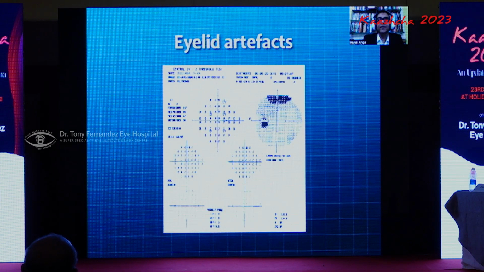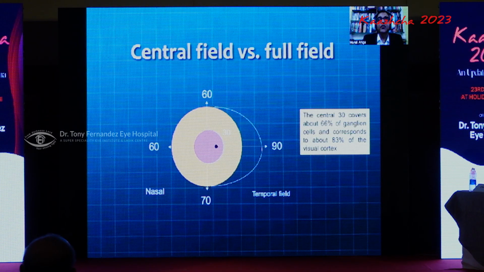Eyelid artifacts like ptosis, drooping eyelids, can be corrected by taping up the eyelid when you do a perimetry. And of course, as I already mentioned, rim artifacts due to the trial lens and improper patient positioning also result in artifacts.